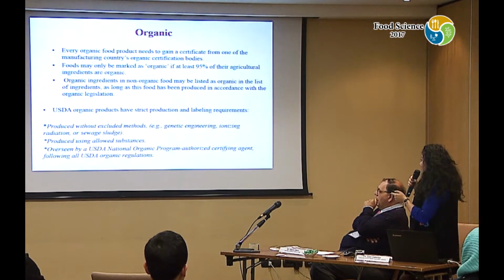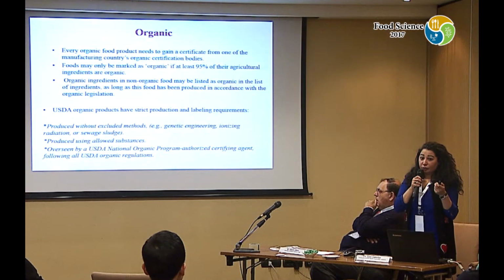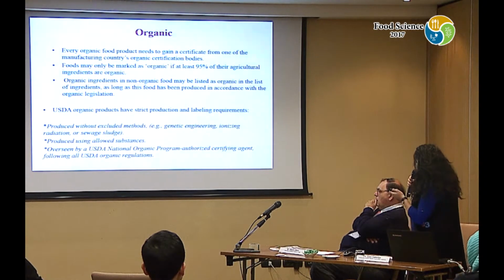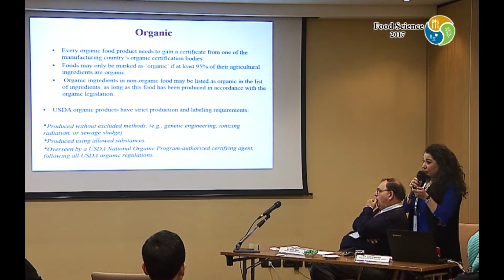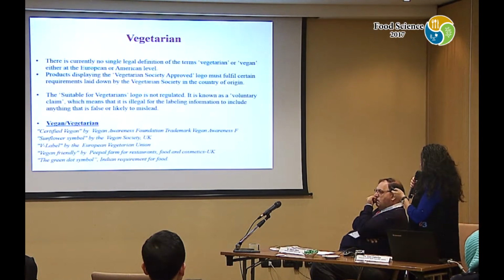USDA organic products have strict production rules. Maybe some of you remember the green, round logo of USDA organic. Yes, there is the USDA organic, but it has to have more than 95% of the certain product. Produced without excluded methods, produced using allowed substances, overseen by a USDA National Organic Program authorized agent. So it has to be related to that program.